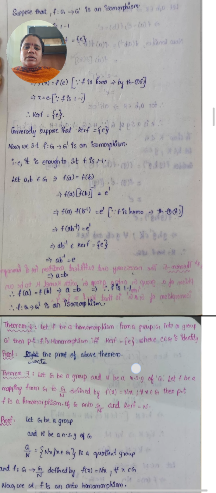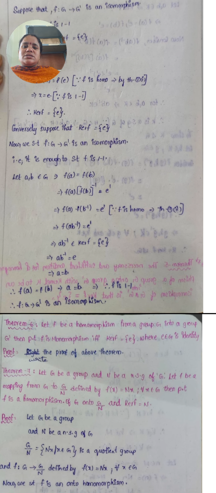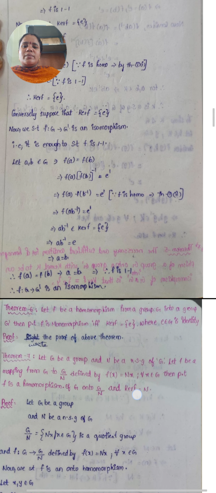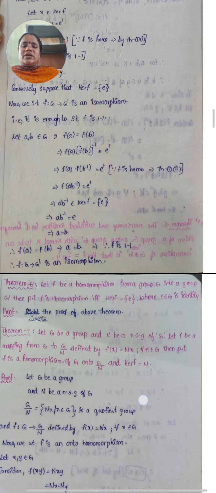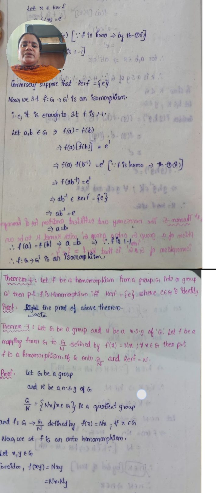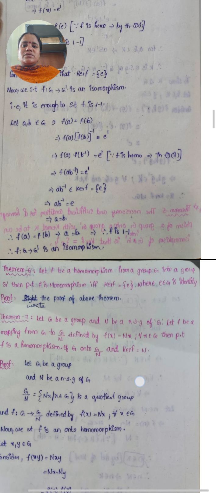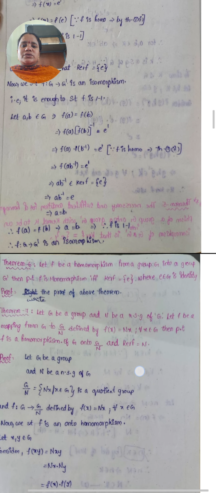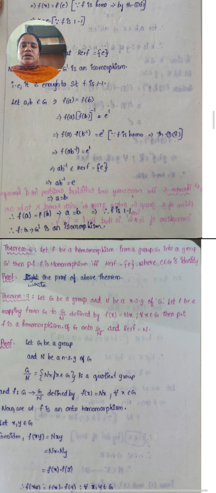f of x is equal to f of e implies x is equal to e. Therefore f is a homomorphism and f is 1-1. Kernel f is equal to singleton e. Conversely, suppose that kernel f is equal to singleton e; we have to show that f is an isomorphism. Now it is enough to show that f is 1-1.